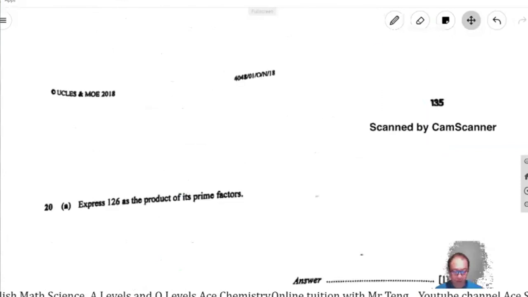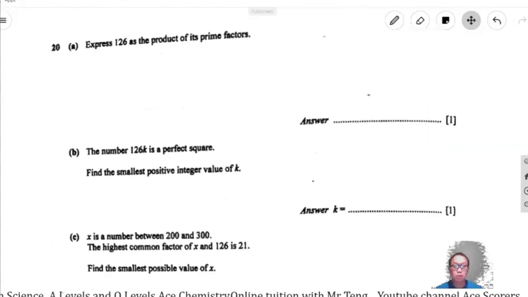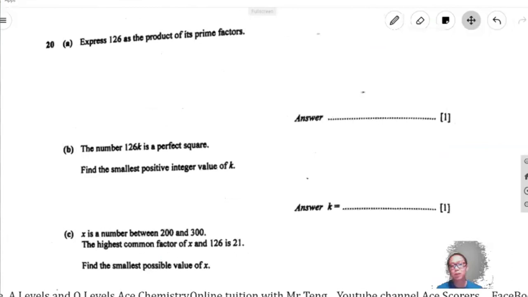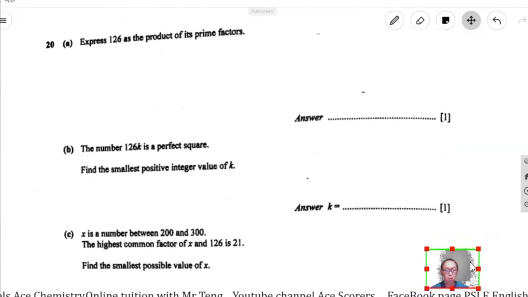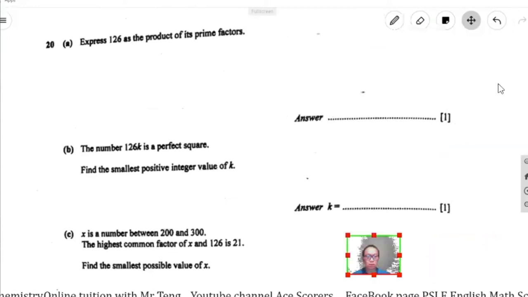Okay, next. This one is tested. Okay, wow, this one typical question. You must know how to do. Okay, you see this all the time. Those people want this type of question. All right, can you try? Three of this.